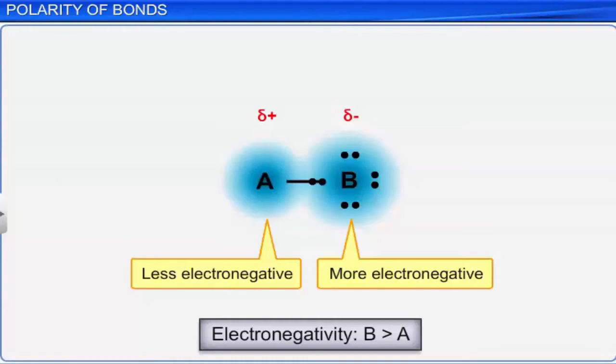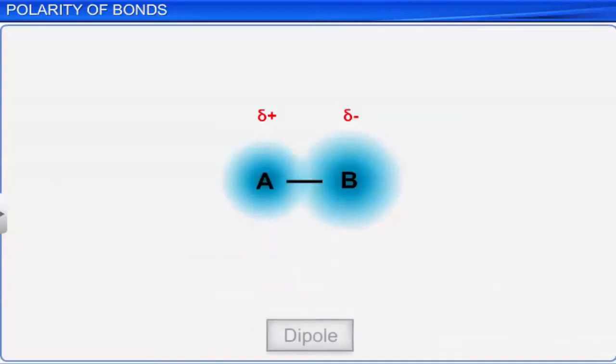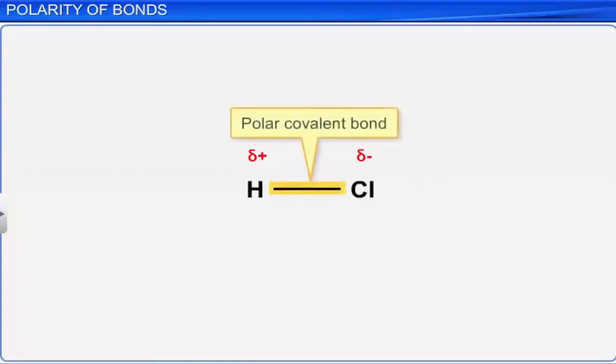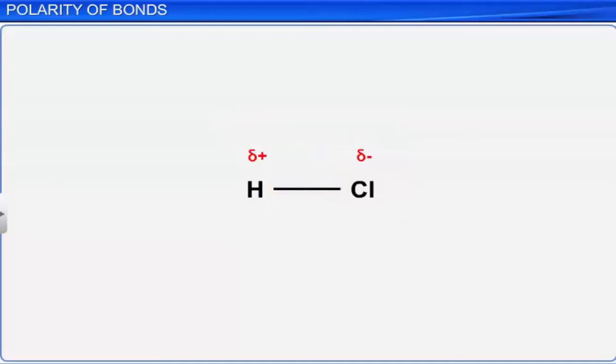We say that the molecule has developed polarity. The covalent molecule with the two oppositely charged poles is called a dipole. For example, the dipole in hydrogen chloride is represented as shown here. Hence, the bond is called a polar covalent bond, and the molecule is called a polar covalent molecule.